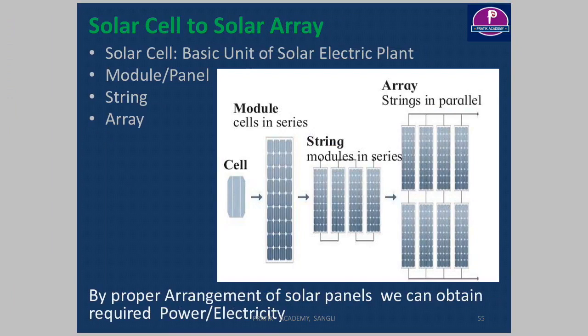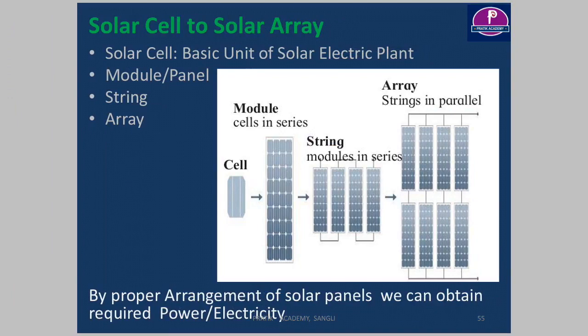There are terms here: solar cell, module or panel, string, array. So what is meant by a cell? A cell is the basic unit of a solar electric power plant. So this is the basic, that is the smallest unit of this power plant.